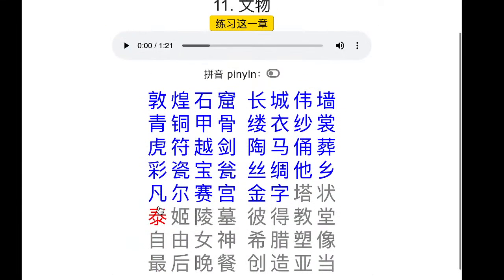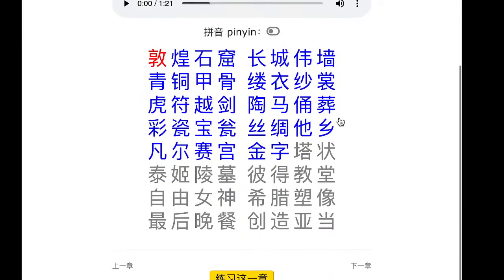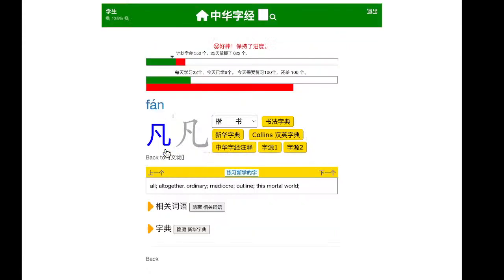Day 23 of learning to read Chinese. Cultural landmarks. Places in the world outside of China. Starting with France. Fan, which means all or altogether, or outline.